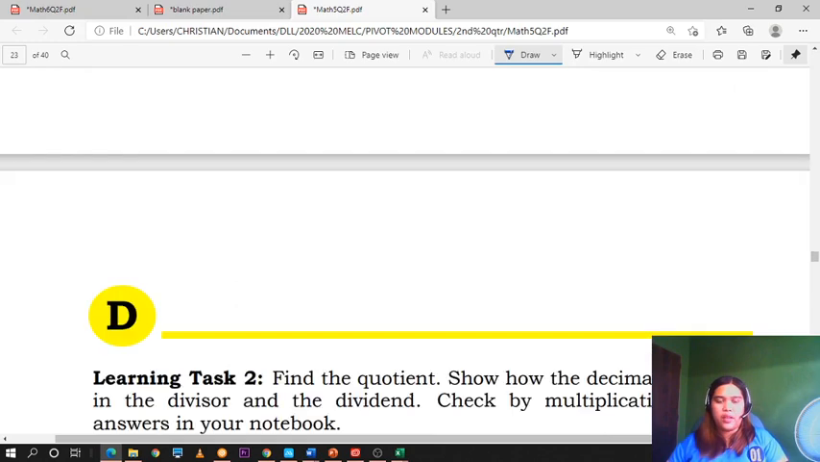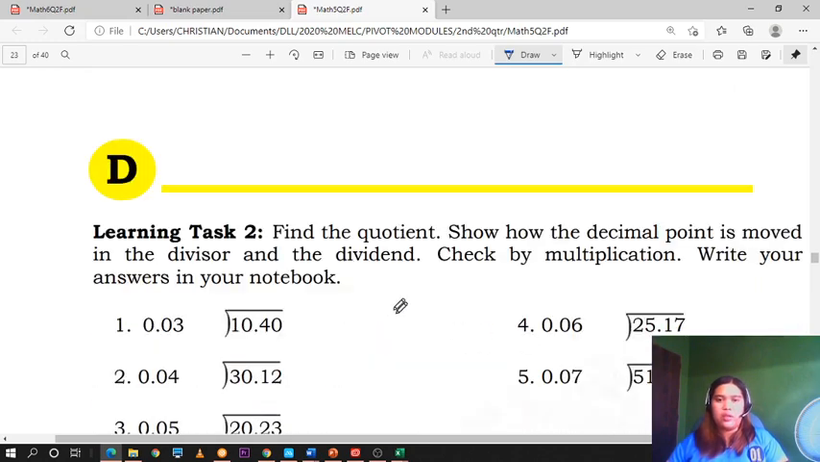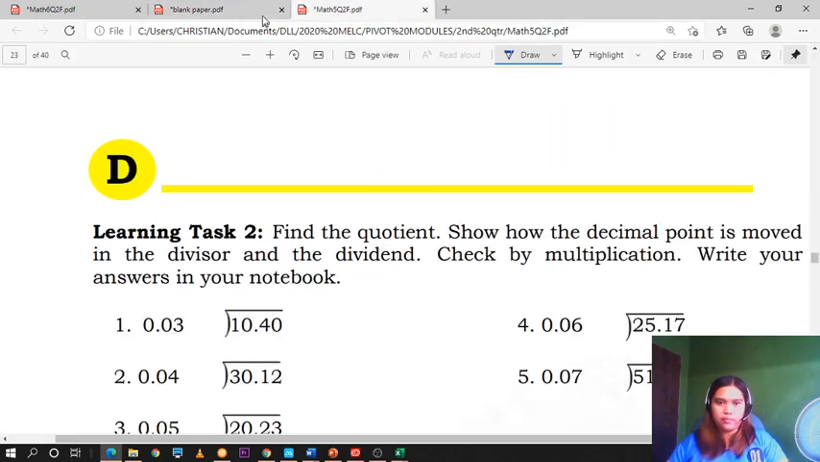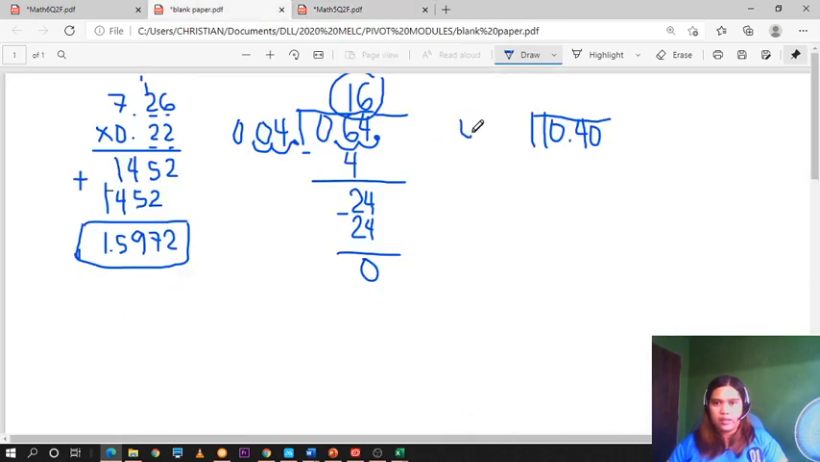Okay. So, for the learning task 2, find the quotient. So, hanapin po natin yung sagot dito. Show how the decimal point is moved in the divisor and the dividend. Check by multiplication. Write your answers on your answer sheet. Okay? So, apply natin sa number 1. So, we have 10 and 40 hundredths divided by 300 hundredths.